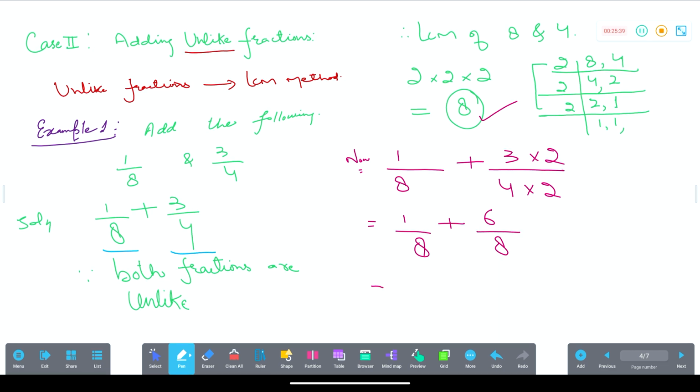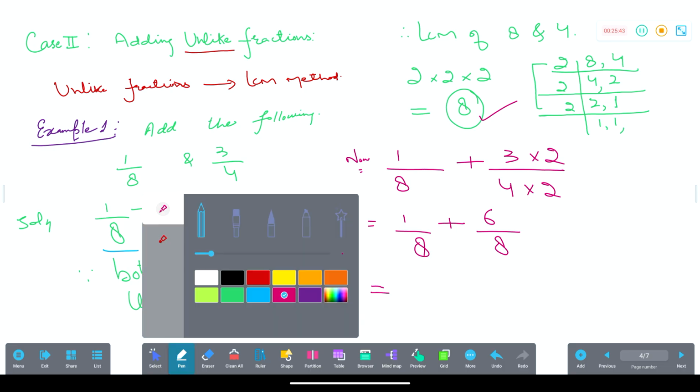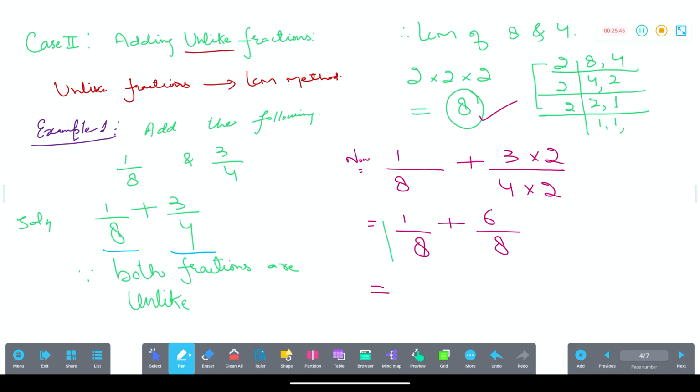Now it's simple. We are back to the first case, where we have added two like fractions. So these are the two like fractions. How to add them? Keep the denominator the same and keep on adding numerators. 1 plus 6. Now what is 1 plus 6? That is 7 by 8. So this is the final result, and this is how we will add two or more unlike fractions. Now let me carry on one more example.